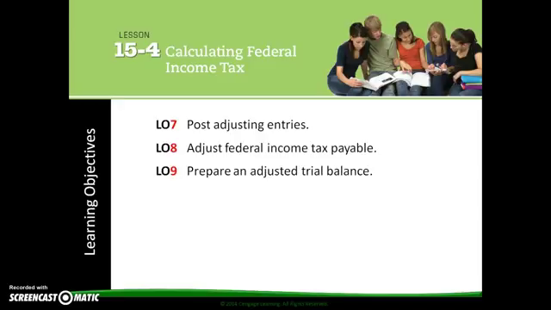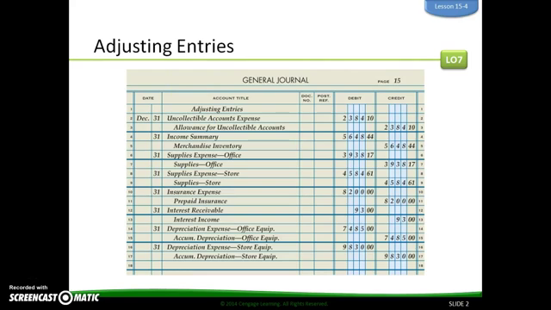All right, so as we look here, for the three objectives of this lesson, there's going to be posting some adjusting entries, adjustments to federal income tax payable, and then preparing an adjusted trial balance. So the first step here is to look at the adjusting entries. And if you would like to see them in a little bit bigger print, in your book it's page 455.